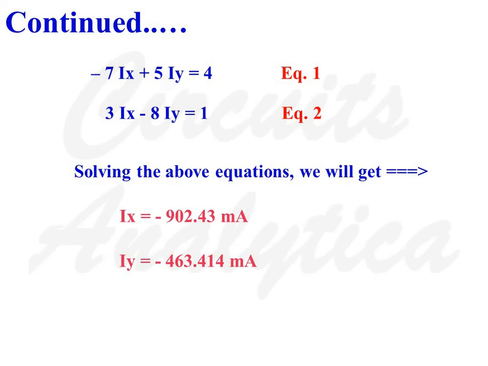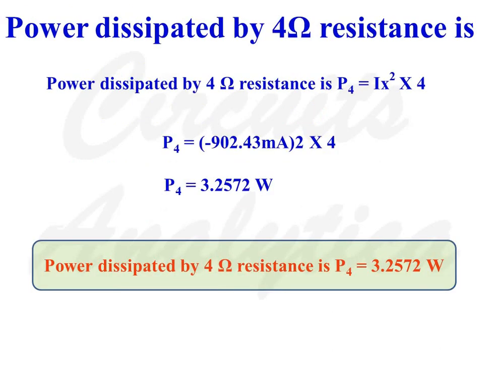Solving these two equations, we will get Ix is equal to minus 902.43 milliampere and Iy is equal to minus 463.414 milliampere. We are asked to find power dissipated by 4 ohms resistance. Power dissipated by 4 ohms resistance is given as P4 is equal to Ix square into 4, as Ix is the current which flows through 4 ohms resistance.